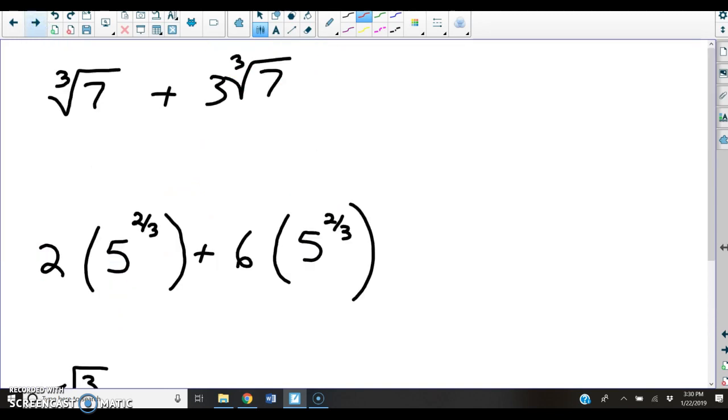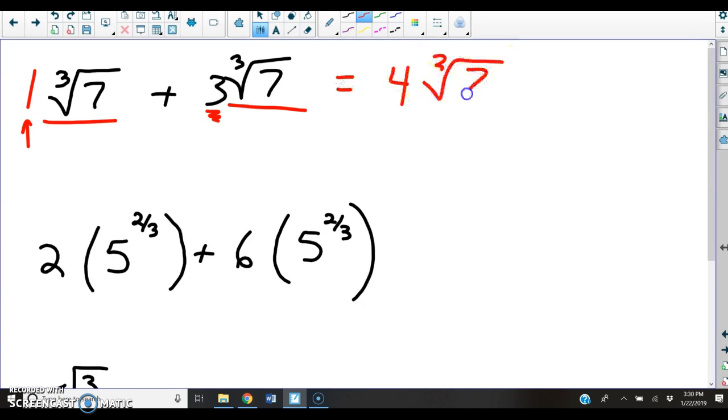Okay, here's what I mean by like terms. Cube root of 7, cube root of 7. It does not matter that the coefficient is, remember, understood 1 and 3. This would become 4 of those cube roots of 7.